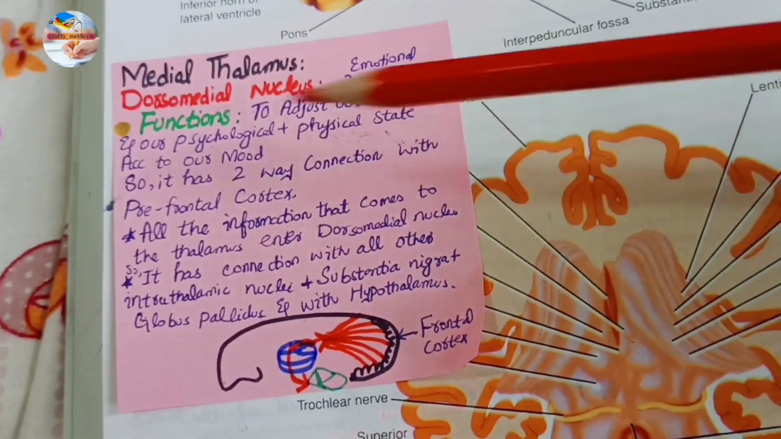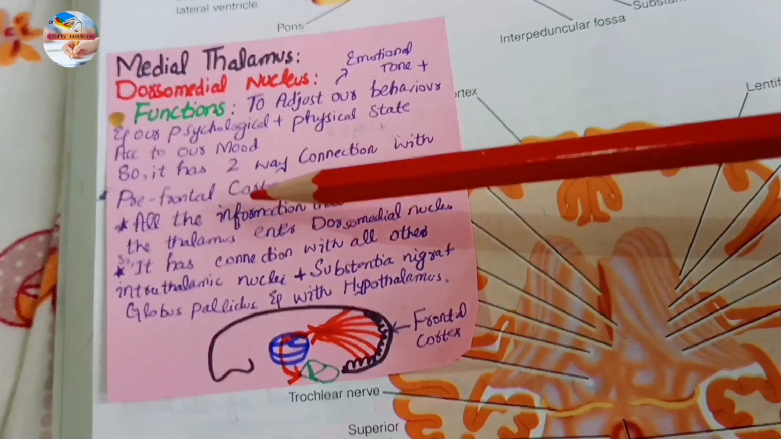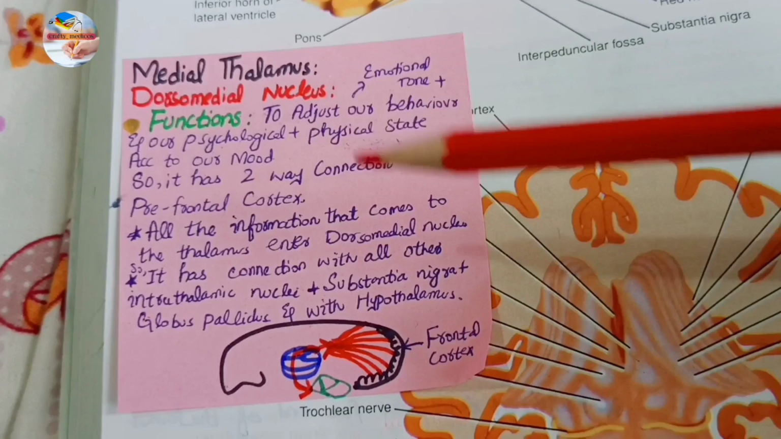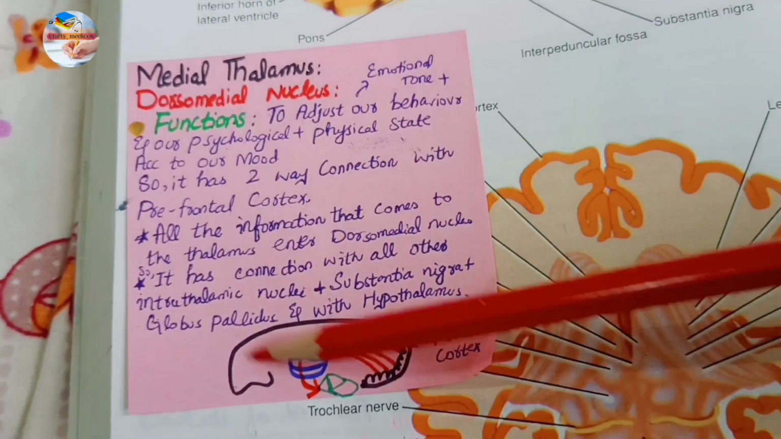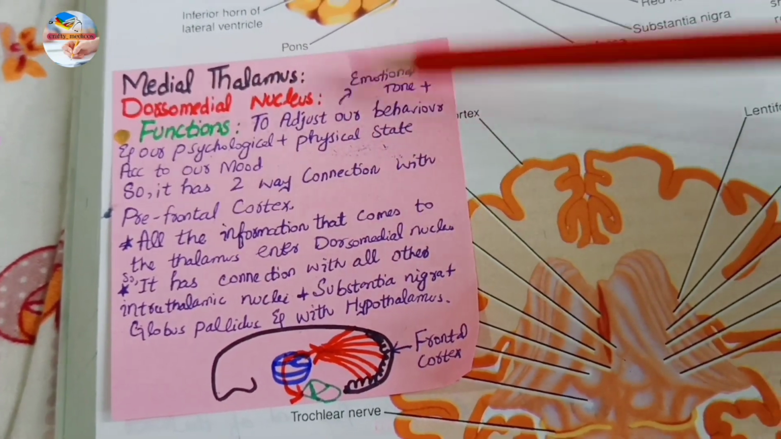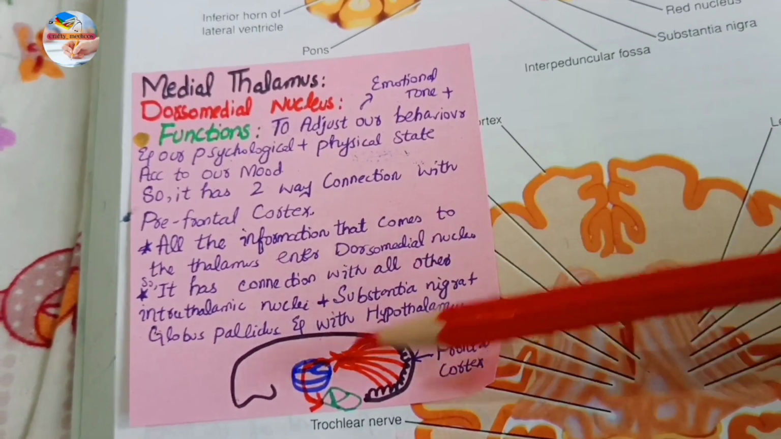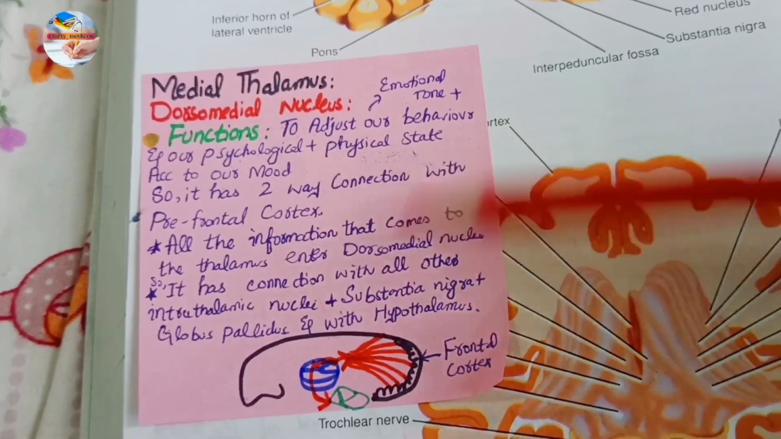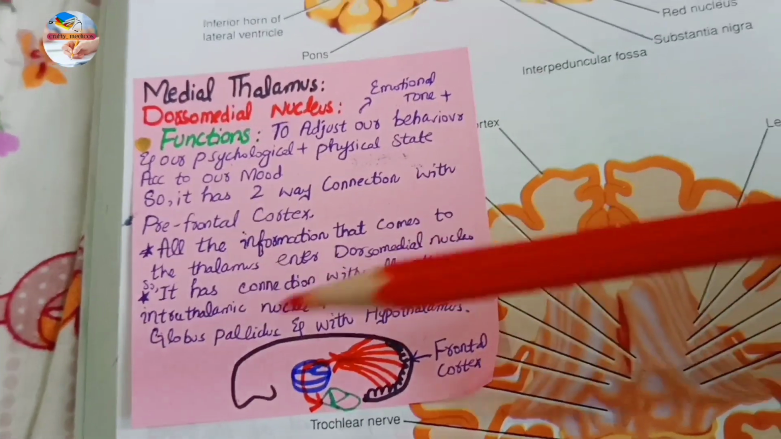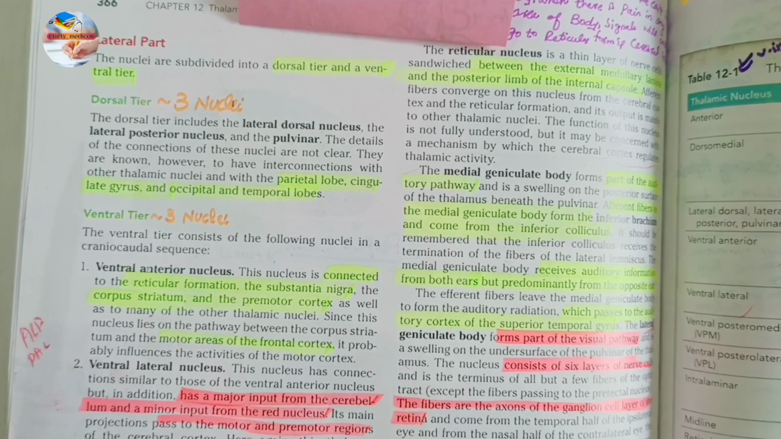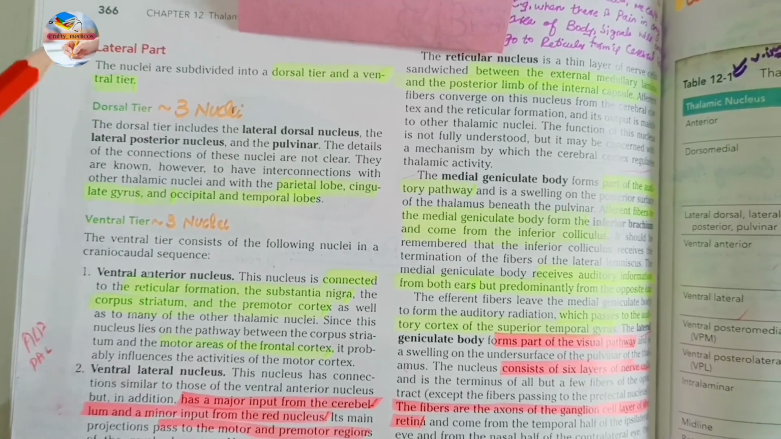So it has two-way connections with the prefrontal cortex, because the prefrontal cortex is that part of the brain that is responsible for our mood, our behavior and our emotions, etc. The importance of this dorsomedial nucleus is that all the information that comes to the thalamus enters the dorsomedial nucleus. So it has connections with all other intrathalamic nuclei as well as the substantia nigra, globus pallidus and hypothalamus.